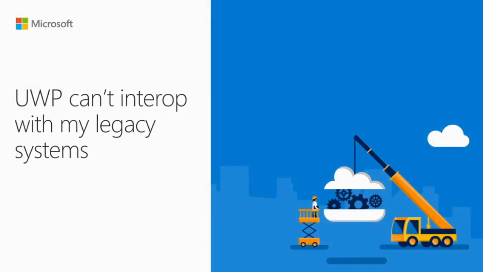UWP can't interop with my legacy system. Interop is obviously an important part of your enterprise. UWPs have great app-to-app capabilities, where UWPs can interact with each other through well-defined mechanisms. Also, Win32 apps can participate in those mechanisms, but they have to be enlightened for that.